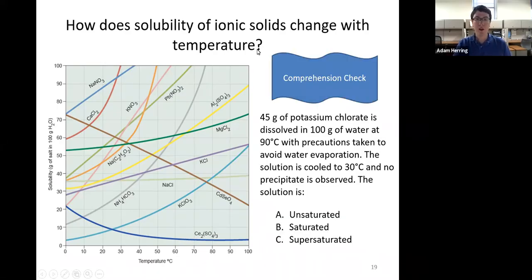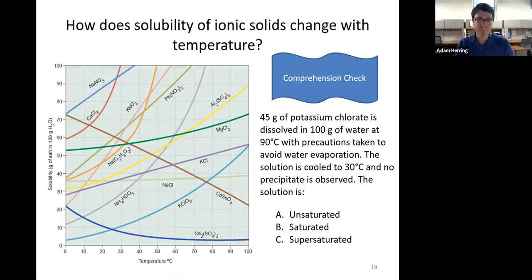So let's practice this. Let's say you've got 45 grams of potassium chlorate dissolved in 100 grams of water at 90 degrees Celsius. We take precautions to avoid water evaporation. If we then cool the solution to 30 degrees centigrade and no precipitate is observed, how would we classify this? Would it be unsaturated, saturated, or supersaturated? Pause the video and try and determine this.